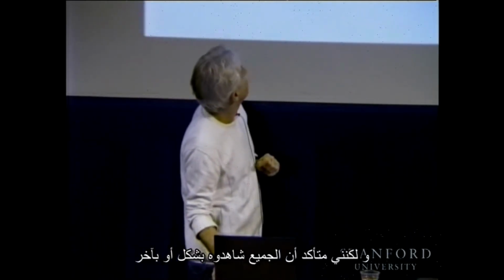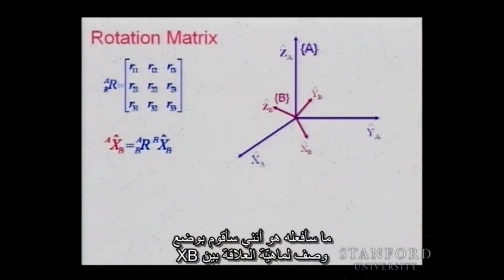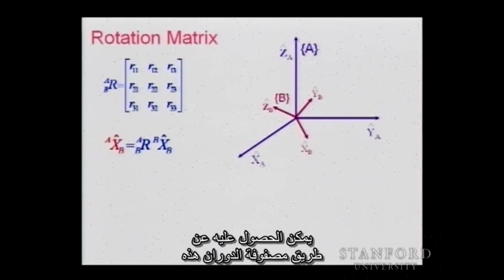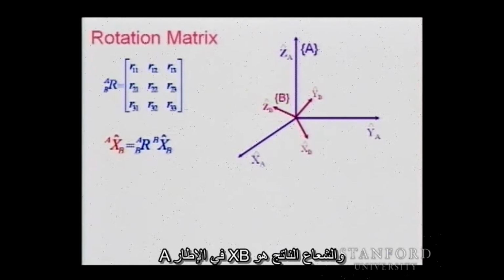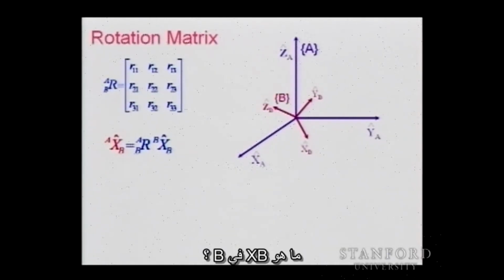So what I'm going to do is state the relationship between this vector xb and xa. xb defined in frame B is multiplied by this rotation matrix, and the resulting vector is xb in frame A. So the description of xb in B is transformed into a description of xb in A using the rotation matrix. What is xb in B?